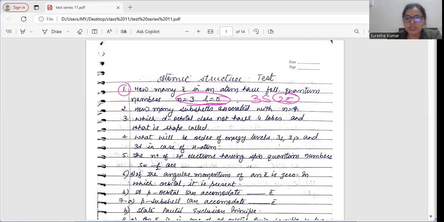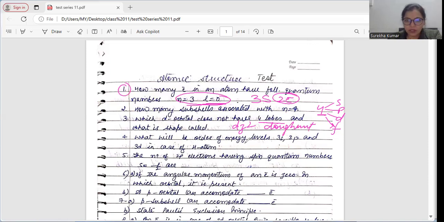How many subshells are associated with n equal to 4? 4. If n equal to 10, 10. n equal to 6, 6. The number of subshells is equal to the number of n. So what are the names of the subshells? S, P, D, and F. Which d orbital does not have 4 lobes? dz square. And what is the shape called? Donut. Right, I've told you it is donut shape.